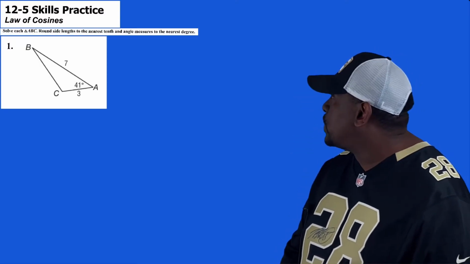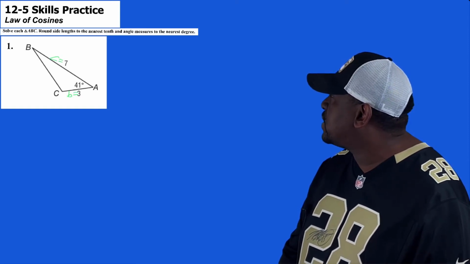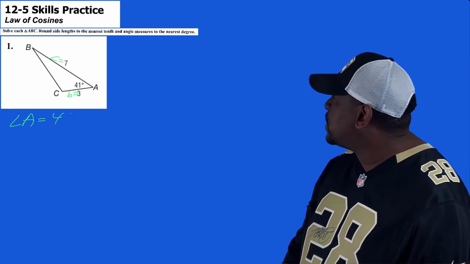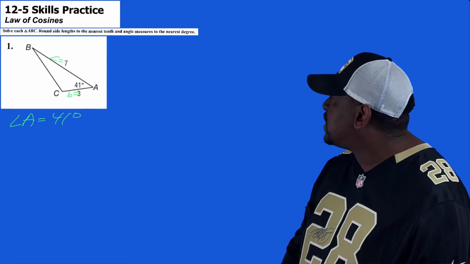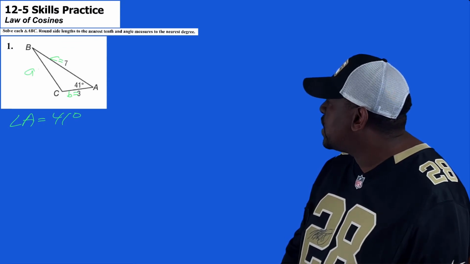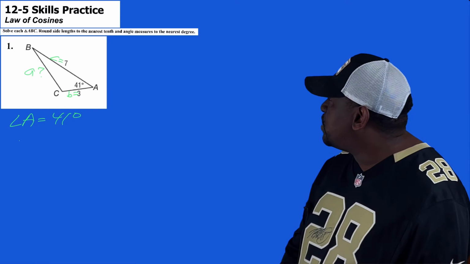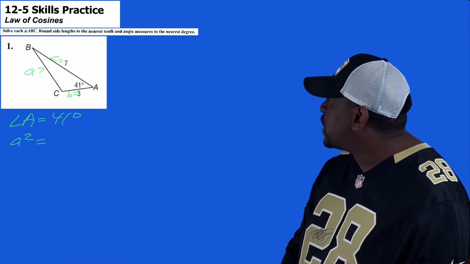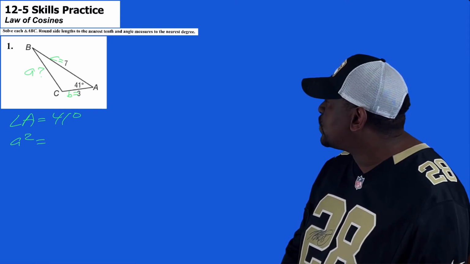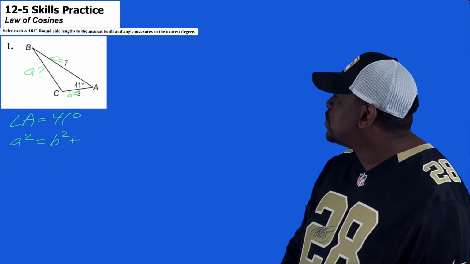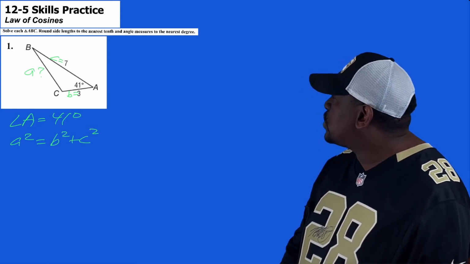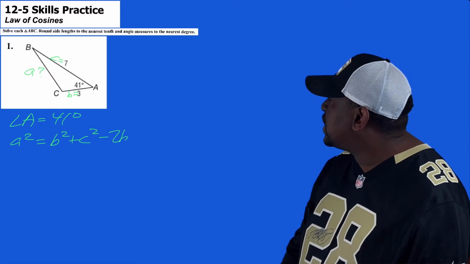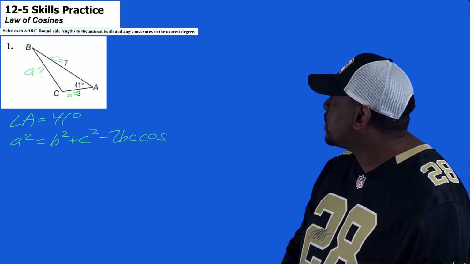In this first problem, we will solve triangle ABC, rounding side lengths to the nearest tenth and angle measures to the nearest degree. What we're doing here is labeling the sides as given. Side C is 7 because it's opposite angle C. Side B is 3 because it's opposite angle B. We're given angle A, which is 41 degrees. So we're going to use the law of cosines to solve for the missing side.